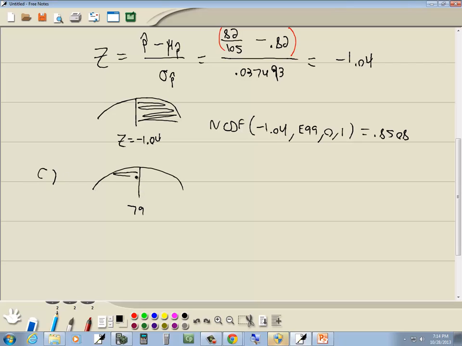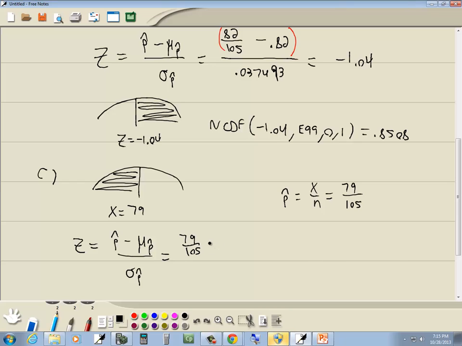79 or fewer. Well, what they're implying here is X, and we need to do the z-score to change it. So our z-score is equal to p hat minus mu sub p hat over sigma sub p hat. Now p hat is equal to x over n. For this particular problem, our x is 79 and our n from up above was 105. So this will be 79 over 105 minus mu sub p hat, which is 0.82, over sigma sub p hat, which is 0.037493.